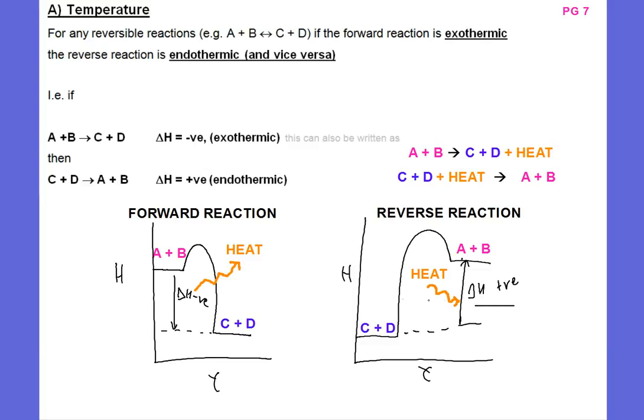That enthalpy has to come from somewhere. That means heat energy must come in. So that just shows you that if the forward reaction is exothermic, like this forward reaction is releasing heat, then the reverse reaction has to be endothermic and absorb heat.